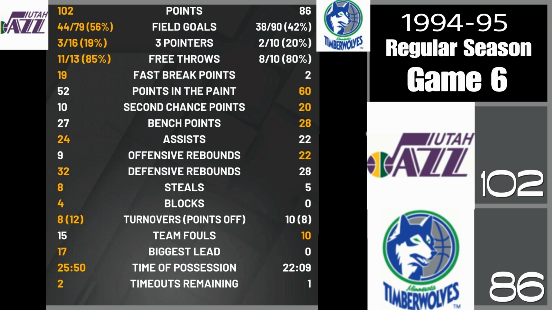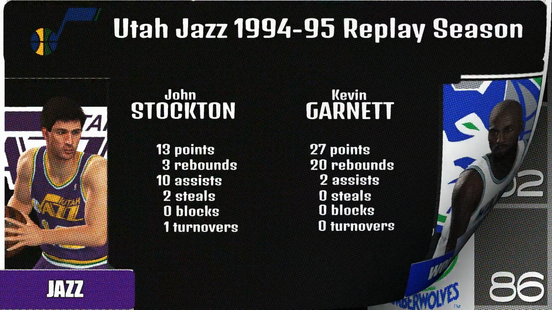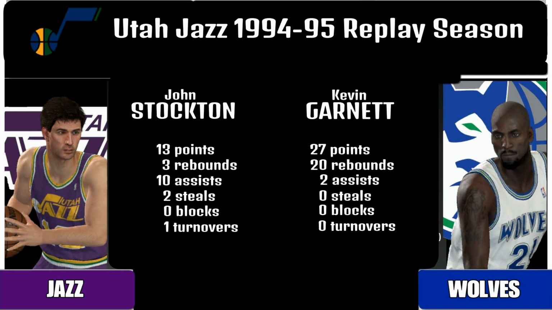Bench points 28-27 in favor of the Wolves. We out-rebounded them on the defensive glass, 32-28. Points in the paint, 60-52 in favor of the T-Wolves. Fast break points, though, 19-2 in favor of the Jazz. That's where we beat them. Players of the game, John Stockton had 13 points, 3 rebounds, 10 assists, 2 steals, no blocks, 1 turnover. KG, 27-20 for the T-Wolves with 2 assists.